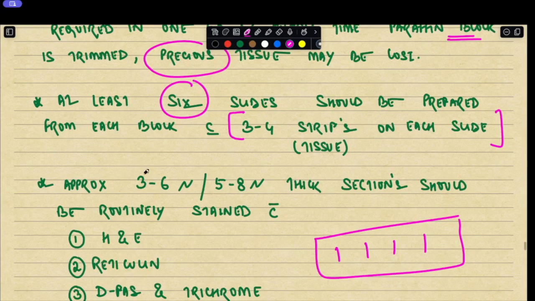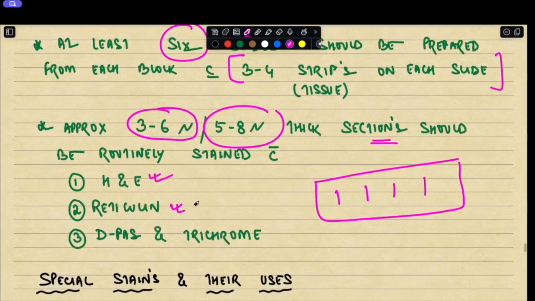Approximately 3 to 6 micron or 5 to 8 micron thick sections should be routinely stained with H&E, reticulin, as well as PAS-D and trichrome. So this is a routine staining. At least these two are very important and routinely done whenever you're taking a liver biopsy: H&E and one reticulin stain.